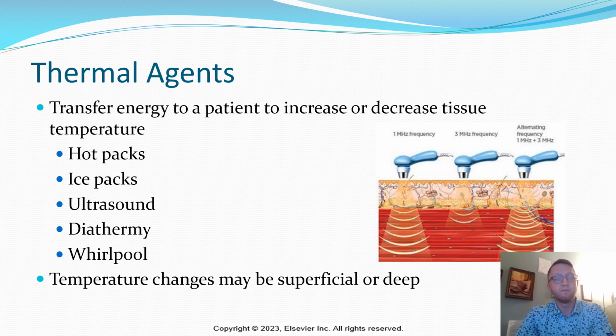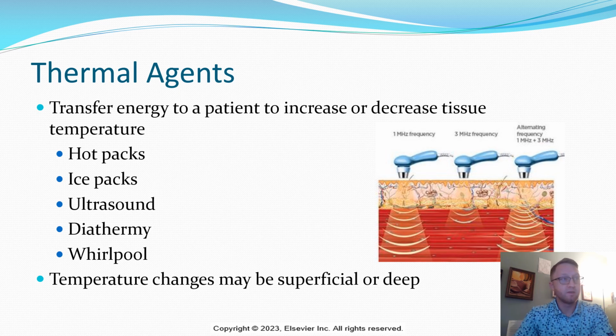So we'll look a little bit more in depth here at these thermal agents. When we think of thermal agents, again, think of both hot pack, cold pack. We're heating the tissues or we're cooling the tissues. Whenever we hear cryotherapy or thermal therapy, then we start to discuss whether it's a hot pack or a cold pack. But these thermal agents transfer energy to a patient to increase or decrease tissue temperature. So if we're looking at applying a hot pack to an area, we have to know the indications and why we would do such things. Same with an ice pack.